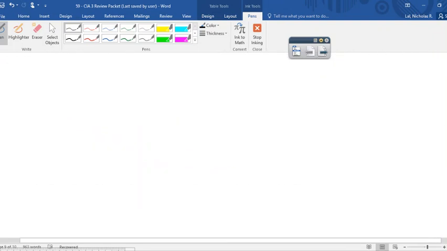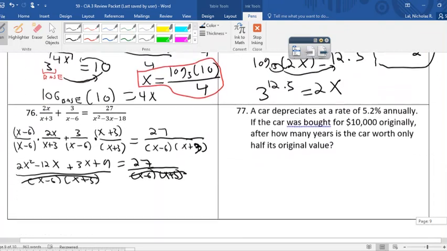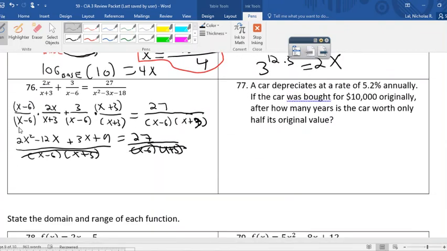Let me scroll up. Okay, so now I just need to simplify it. So I'll have 2x squared, minus 12x plus 3x is going to be minus 9x, and 9 minus 27 is going to be negative 18. Minus 18 is equal to 0.